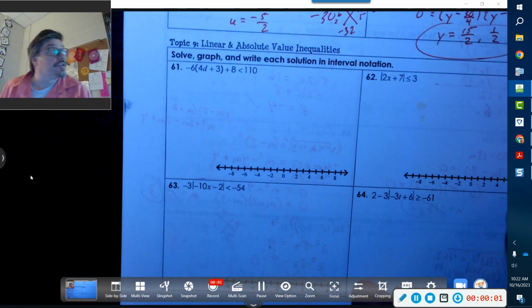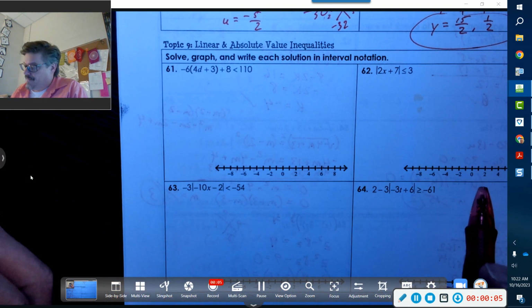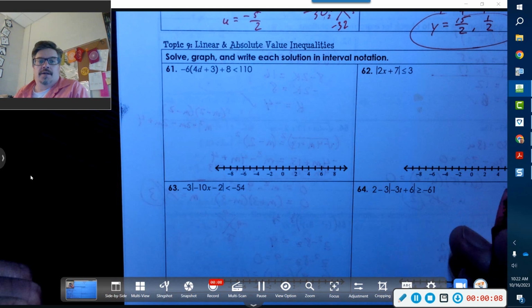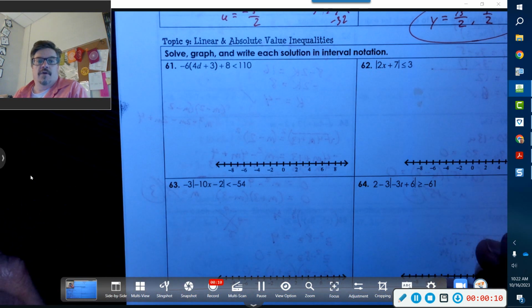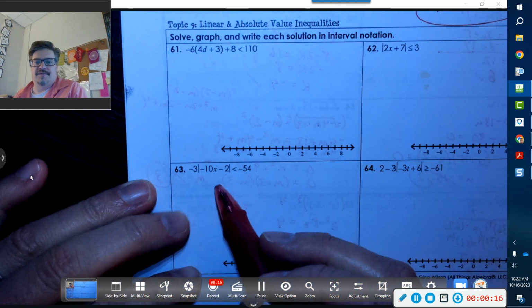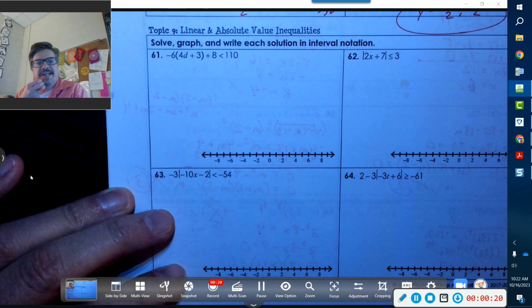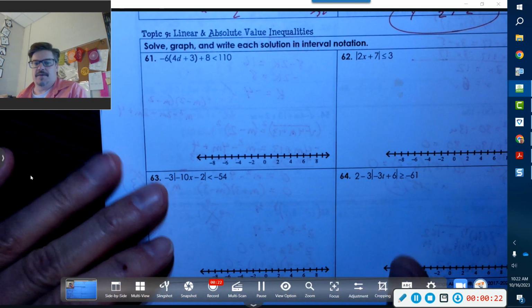All right, almost finished. 61. These are absolute value inequalities, so I'm looking for ands and ors. Oh wait, no, this is just a regular one. This is an absolute value. I think I'm just going to do all four here for you guys. I know you can look at the answer key, but I'll just explain it.